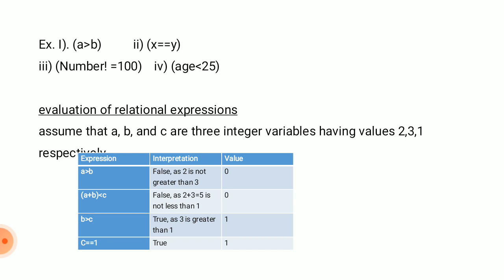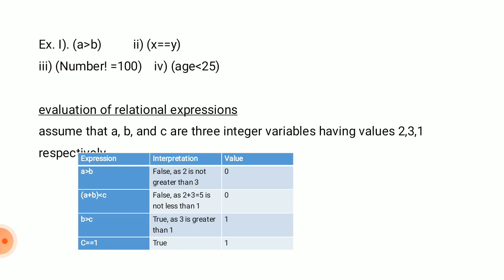Okay, so the third example, B is greater than C. What is the value of B? 3. And what is the value of C? 1. Is 3 greater than 1? Yes, then the result is true. As 3 is greater than 1, the result is displayed as 1.